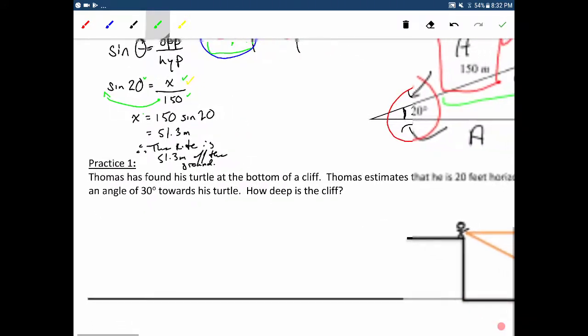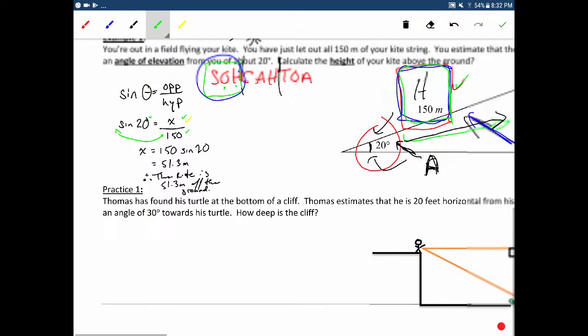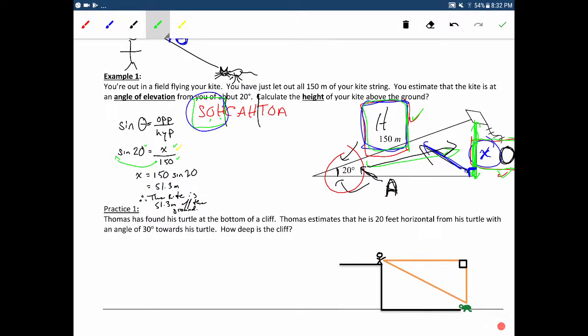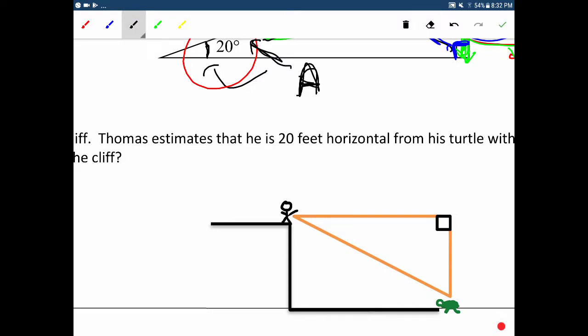All right, so let's try practice number 1 here. Thomas has found his turtle at the bottom of a cliff. He estimates that he is 20 feet horizontal from his turtle with an angle of 30 degrees towards his turtle. How deep is the cliff? Okay, so here's our diagram. Again, we're going to label it. It says 20 feet horizontal from his turtle. Remember, horizontal, think of a horizon. That's just side to side. So we've got 20 feet right there.